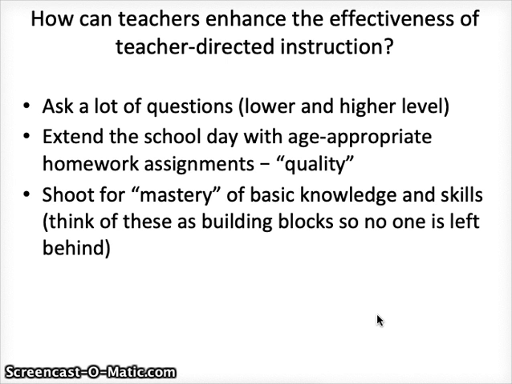Additional things to enhance teacher-directed instruction are asking a lot of questions, but not just questions that have yes-no answers or are closed-ended with one answer. Asking higher-level questions, open-ended questions, questions that require critical thinking or elaboration for students will enhance teacher-directed instruction. Use homework assignments that are, of course, age-appropriate, of good quality, and that expand the work a bit, not something that's very repetitive and is not going to elaborate on what students did in the school day for that particular lesson, okay?